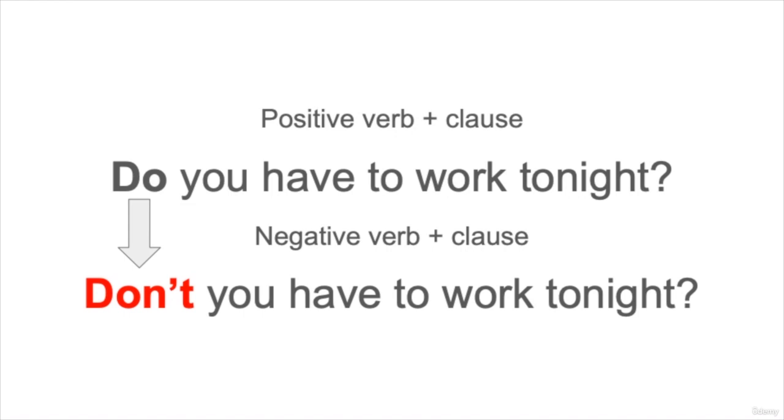The form of negative questions is actually quite simple. You start with a positive question, a positive verb with a clause. Do you have to work tonight? And you change the do to a negative verb with the same clause. Don't you have to work tonight? So a positive question, do you have to work tonight, becomes a negative question. Don't you have to work tonight?